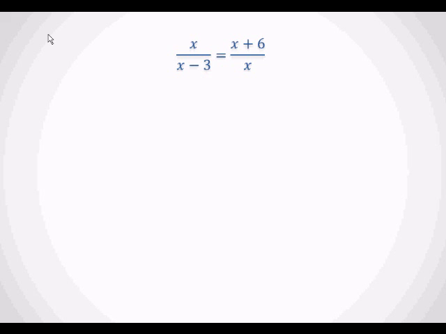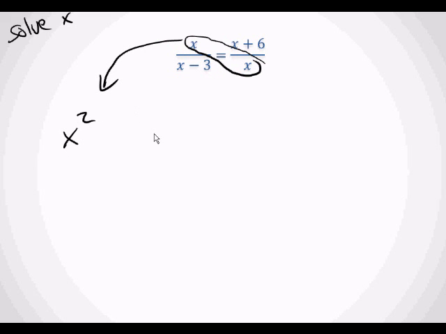Next problem. When I have two fractions that equal each other, I'm solving for x. I'm trying to find out what x equals. I like to cross multiply here. Watch what happens. X times x. Just multiply those. X times x is x squared.